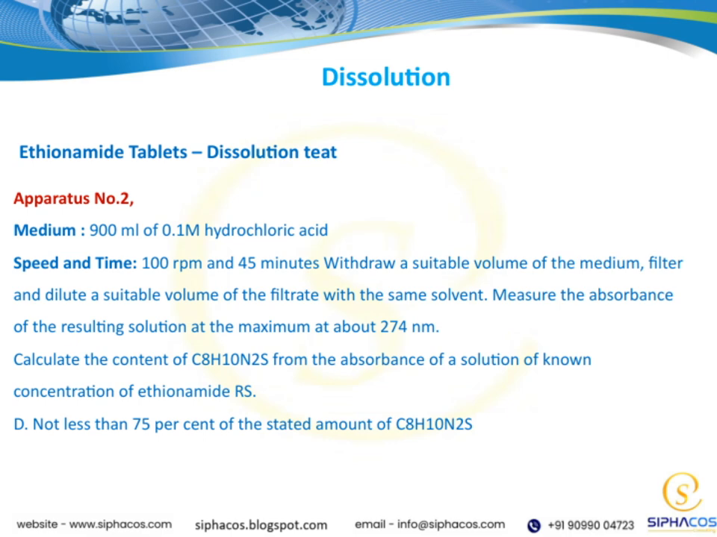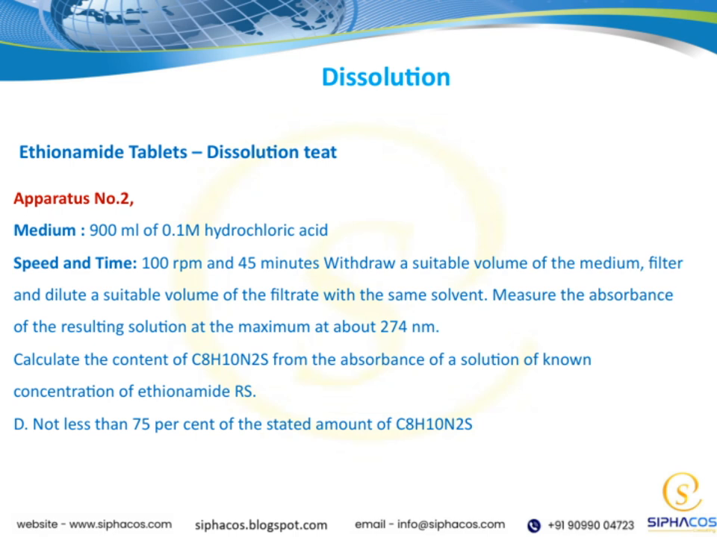From the filtrate, we take a specific volume, dilute it with the same solvent to ensure consistency, and then measure its absorbance at approximately 274 nanometers, which is the maximum absorption wavelength for our compound. The goal here is to determine the amount of C8H10N2S, which is the active ingredient in ethionamide, by comparing the absorbance of our sample to a standard solution with a known concentration of ethionamide reference substance, or RS. This comparison allows us to calculate the content of C8H10N2S in our sample.